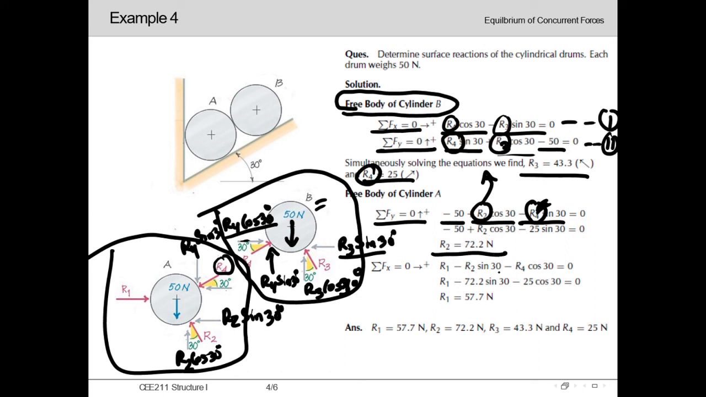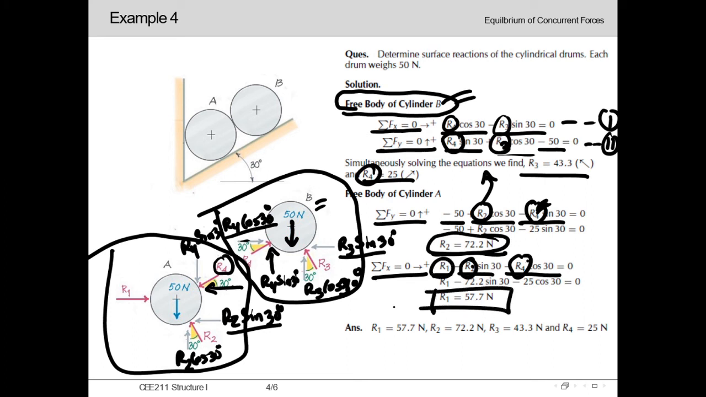Now applying summation of Fx equal to 0, R1 is acting rightward, so positive R1, R2 sin 30 is acting leftward, so minus R2 sin 30, and R4 cos 30 is acting leftward, so it will be negative R4 cos 30. We know the value of R4 from free body diagram B, and we know the value of R2 from here, so plugging these two values, we will get the value of R1. So we have got R1 equal to 57.7 Newton.